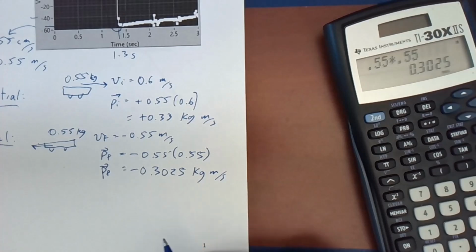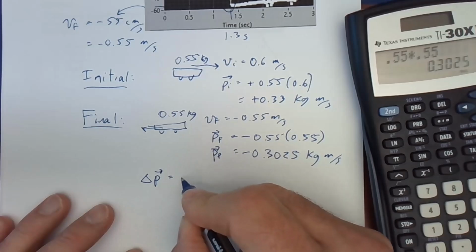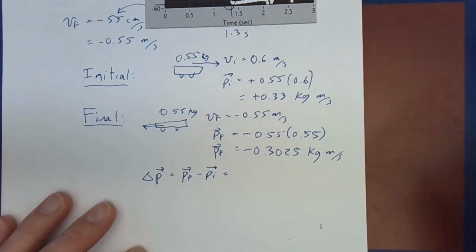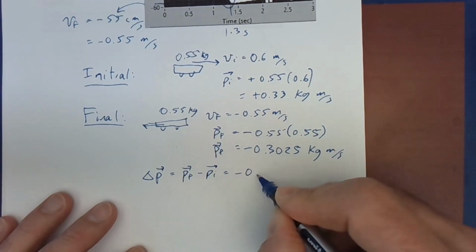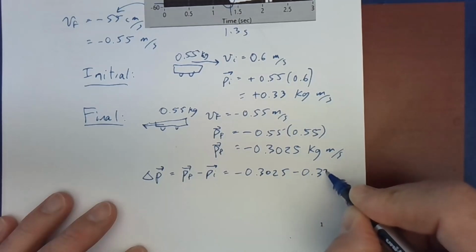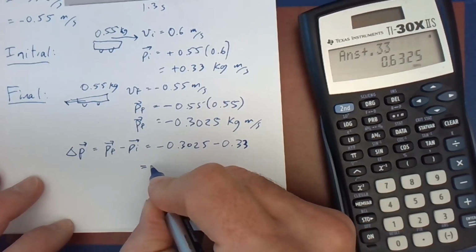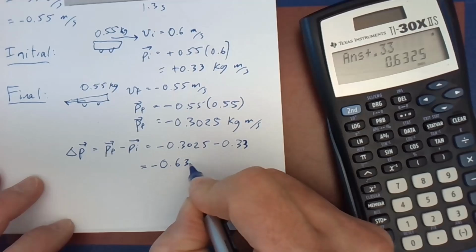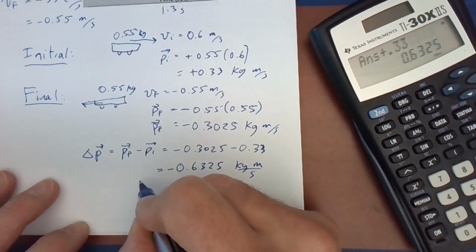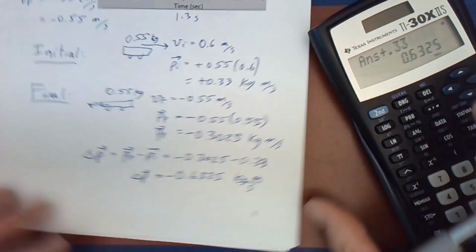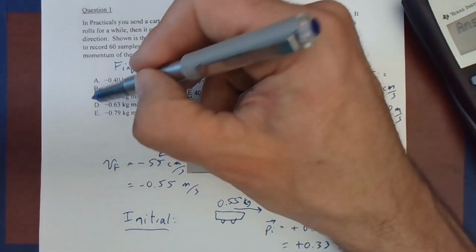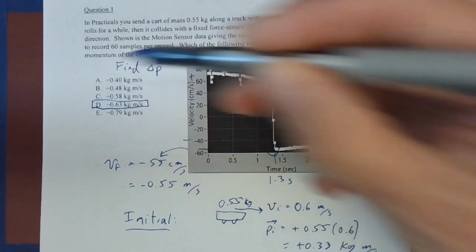So what that means is delta P is P final minus P initial, which is negative 0.3025 minus 0.33, negative 0.6325 kilograms meters per second is the change in momentum that we're trying to find. Let's see if that matches up any of these. Yeah, so the closest answer, version A here, is D.